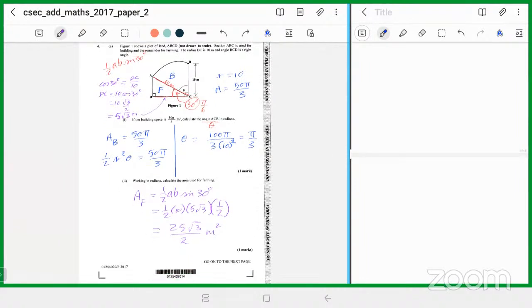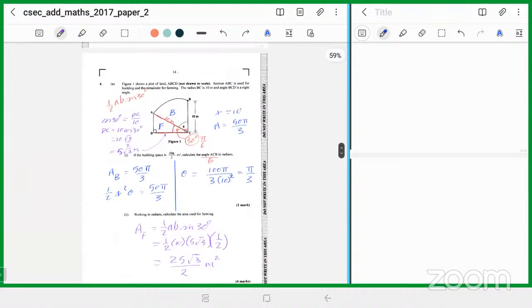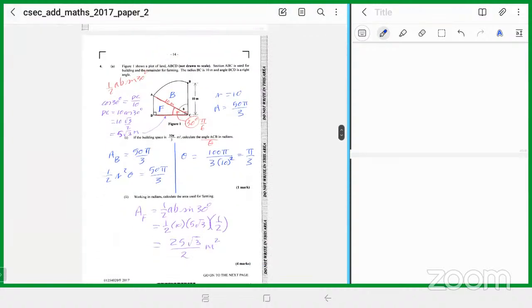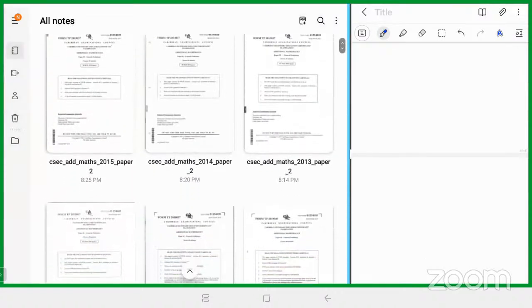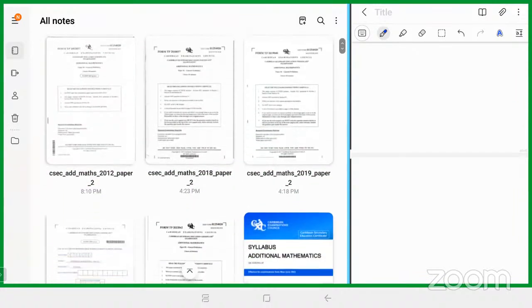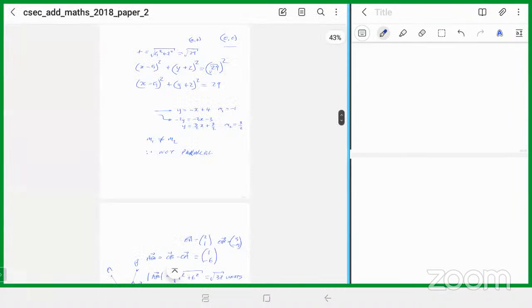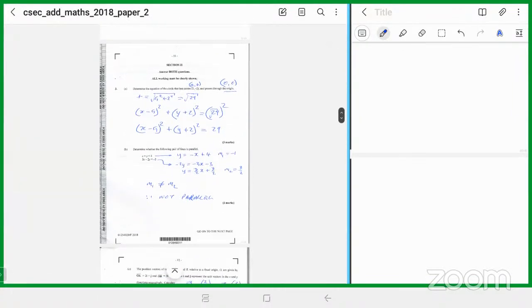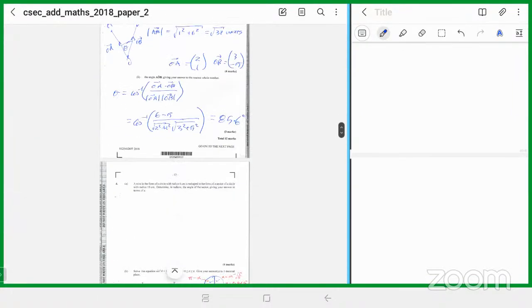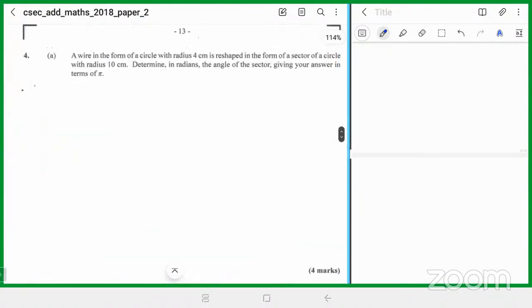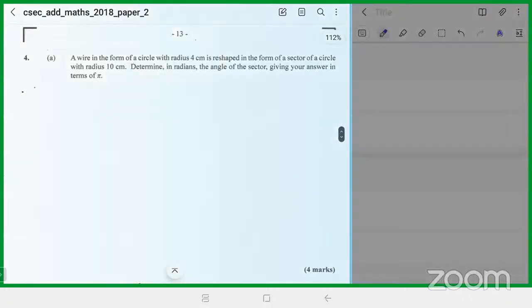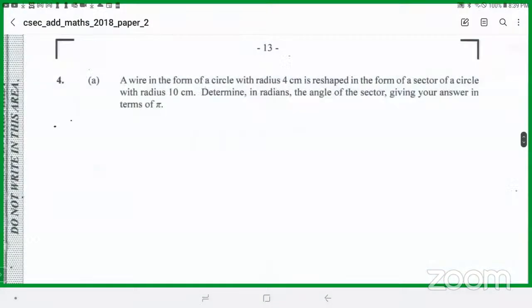All right, good. Let's go to 2018. So 2018 is right here. Looking for the circle question. I think this is it. All right, so let me expand that since we're going to work on the sheet.